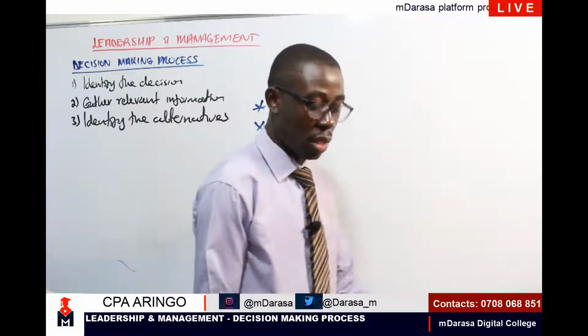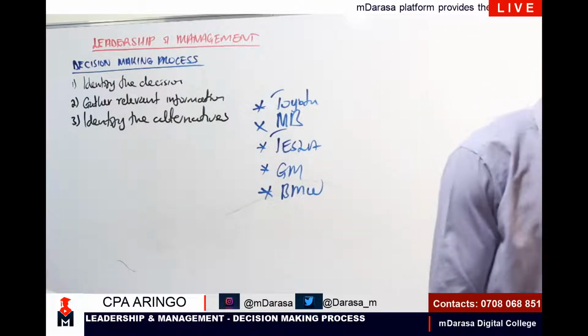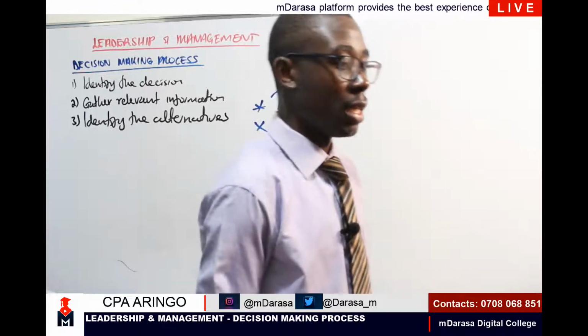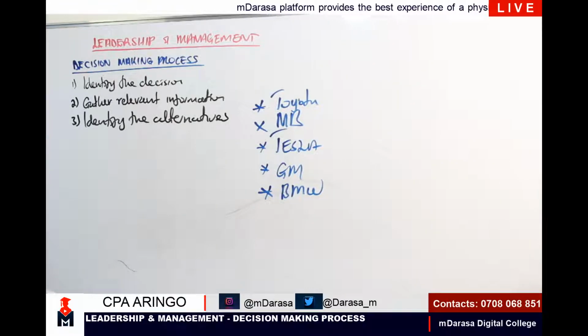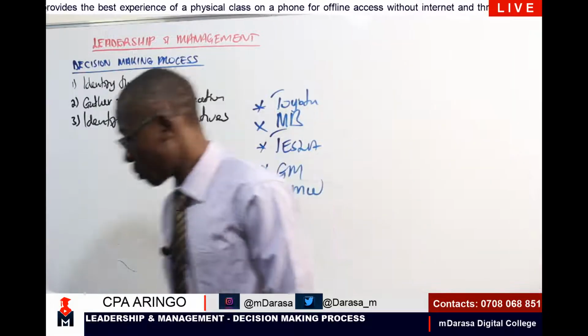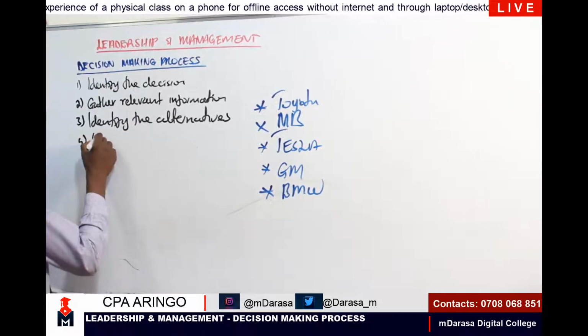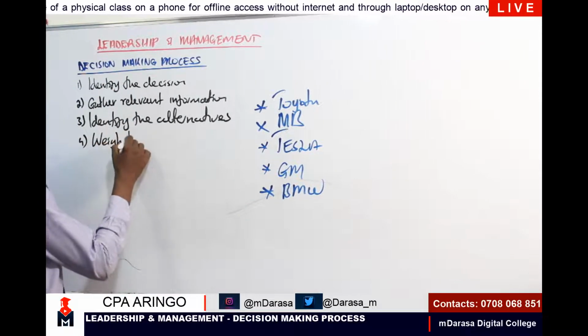Now, after we have talked of the alternatives, another key element for us to consider is to select the best alternative. Rather than even selecting the best alternative, you'll find that I'm going to weigh the evidence. So, number 4, we are saying that we should weigh the evidence.